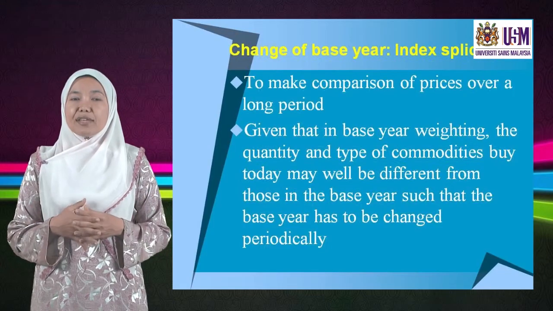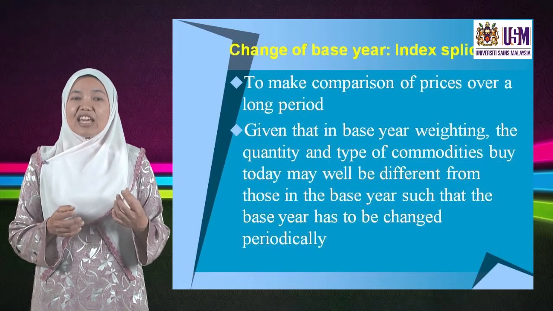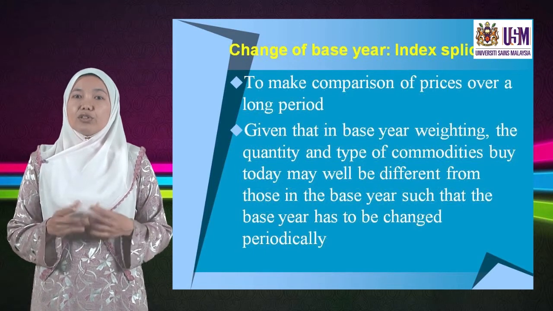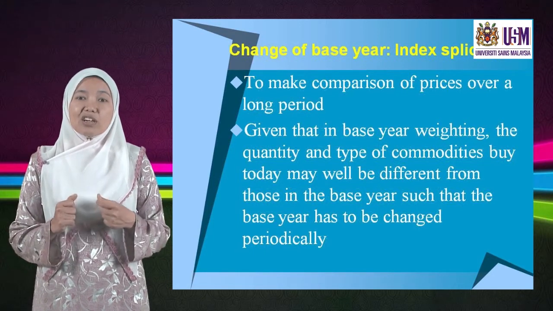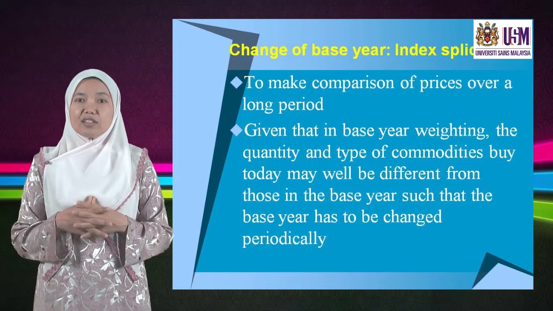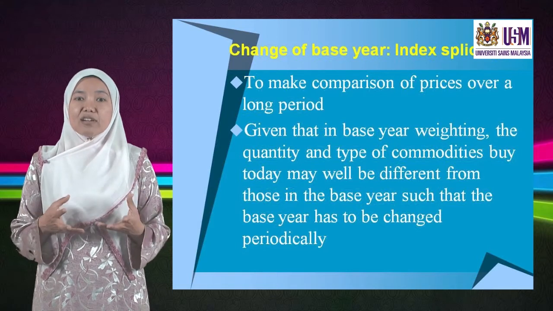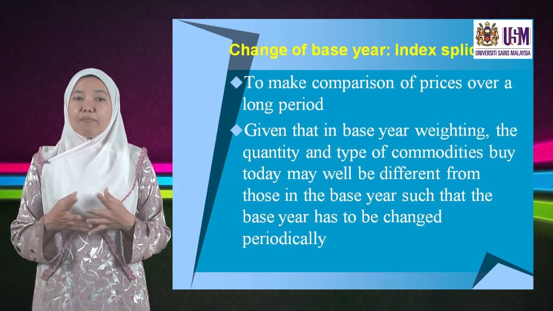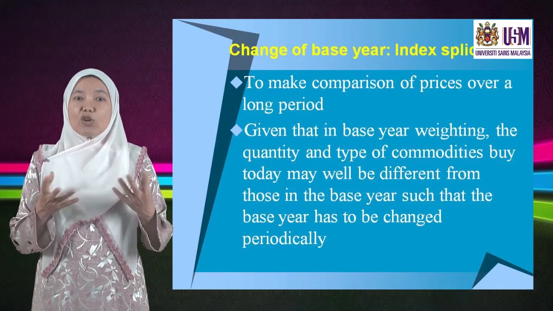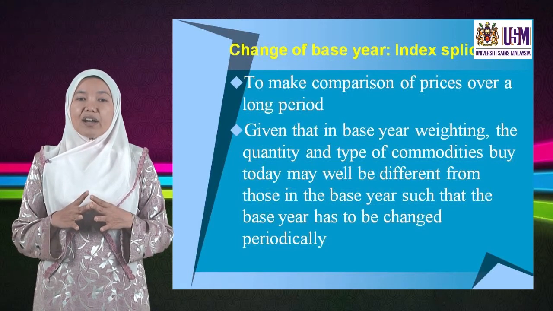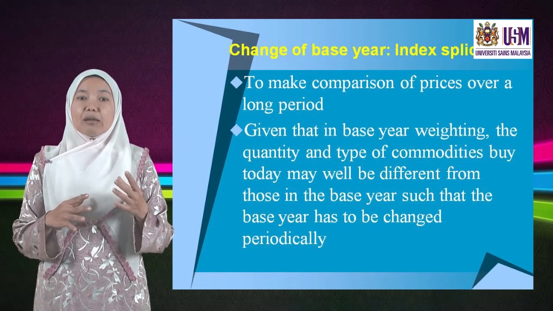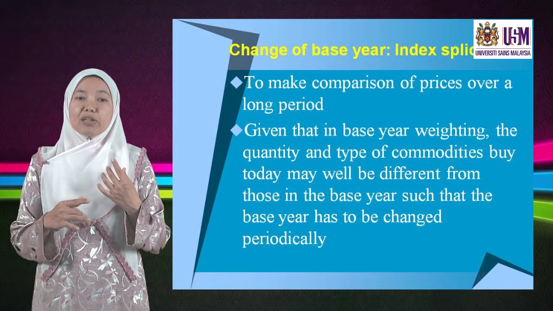For further use of index numbers, we need to look at the change of base year. So in the case of changing base year, you need to splice your index. So we call this index splicing, or putting together two different indices, so that you can actually make comparison of price over a longer period of time. So given that in base year weighting, the quantity and type of commodity bought today may well be different from those in the base year, such that the base year has to be changed periodically.